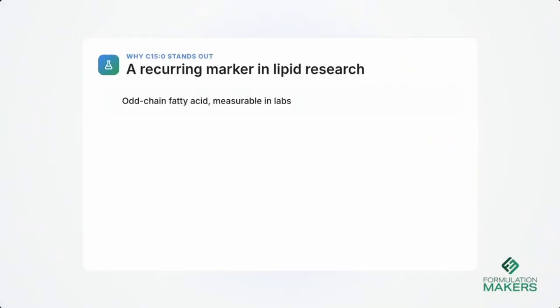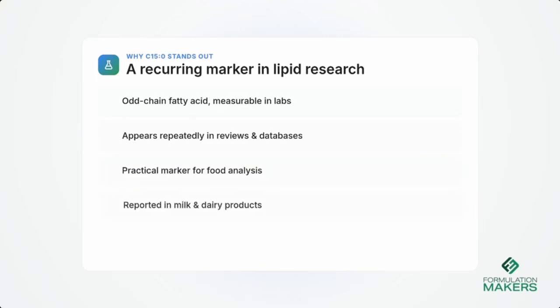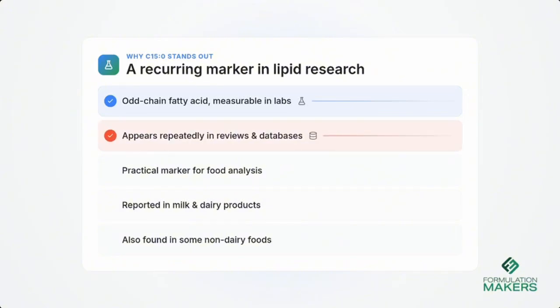Scientists pay attention to C15O in part because it's one of the measurable odd-chain fatty acids that comes up again and again in lipid research. Across reviews and database records, it also shows up as a practical marker people use when they're analyzing foods and mapping lipid profiles. And published studies don't limit it to one niche source. They report it in milk, dairy products, and some non-dairy foods too, which makes it useful in broader compositional surveys.